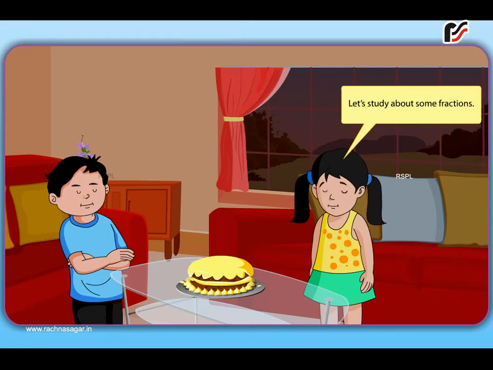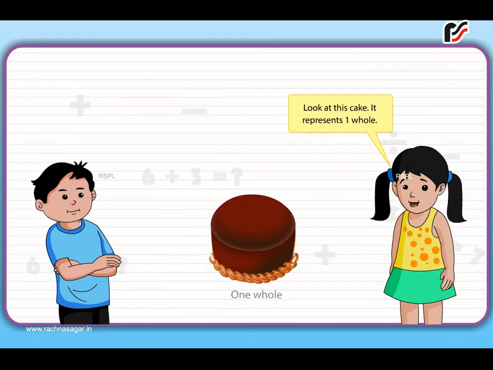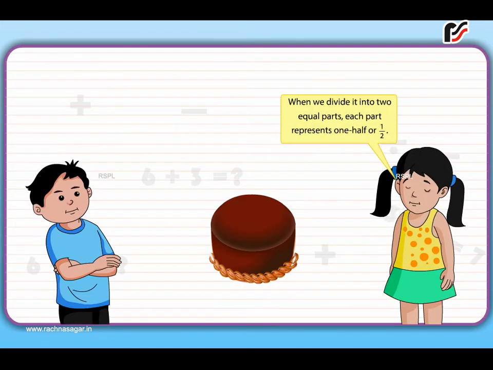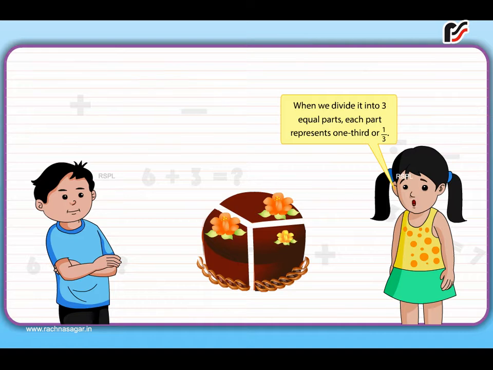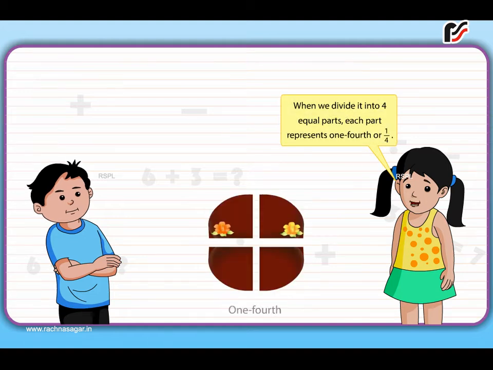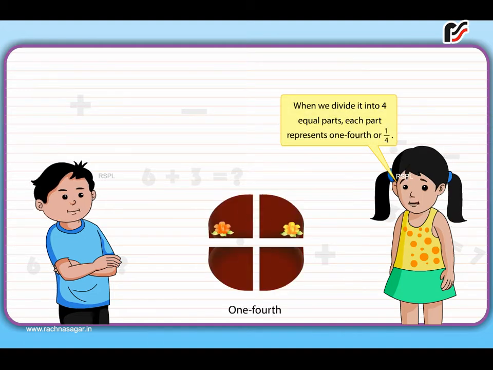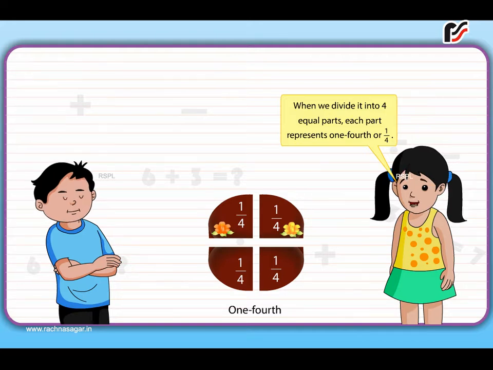Let's study about some fractions. Look at this cake. It represents one whole. When we divide it into two equal parts, each part represents 1/2. When we divide it into three equal parts, each part represents 1/3. When we divide it into four equal parts, each part represents 1/4.